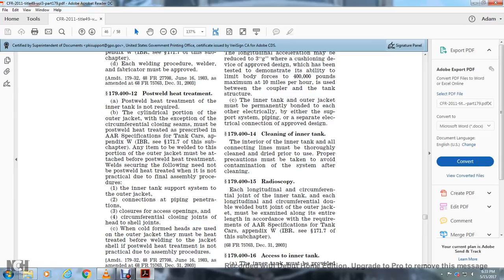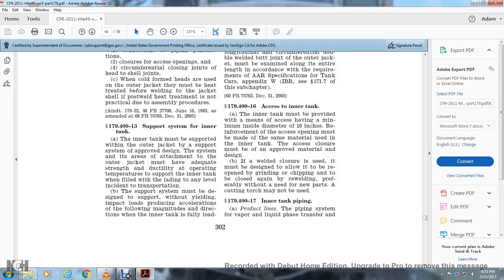When cold formed heads are used with the outer jacket, they must be heat treated before welding to the jacket if the post-weld heat treatment is not practical due to the assembly procedure.